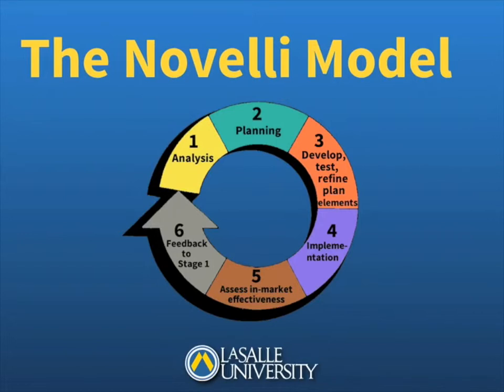And I'm sorry, not just necessarily final feedback, but just feedback in general for this one round. And then that will feed all the way back into stage 1 in the next round, or the next go around for this. So that's why you see that it's circular, and that is the Novelli model and its 6 stages at a very quick glance. We'll go into each of those stages and really what's involved in those now.